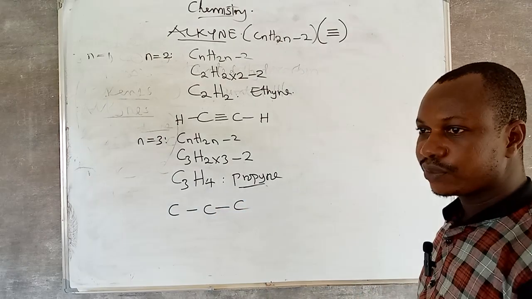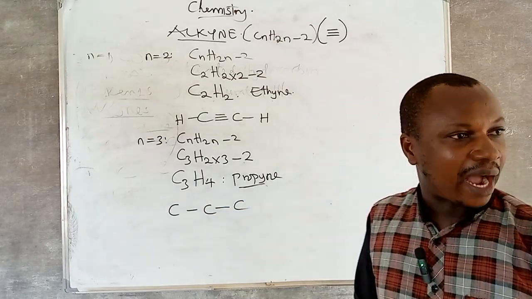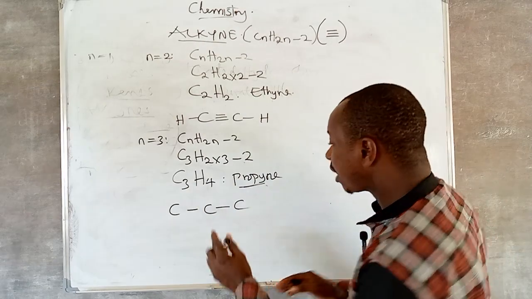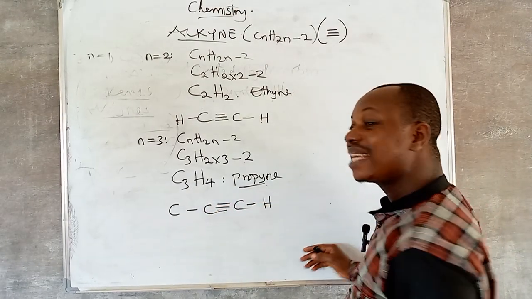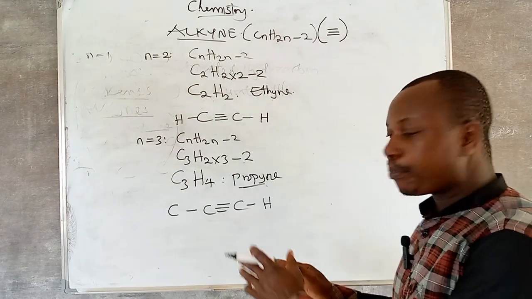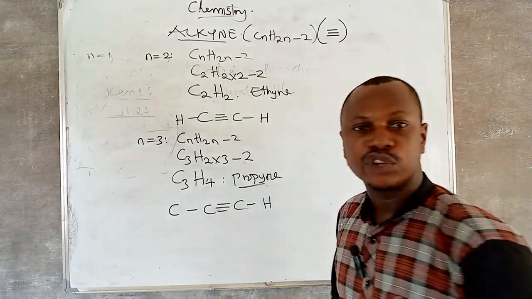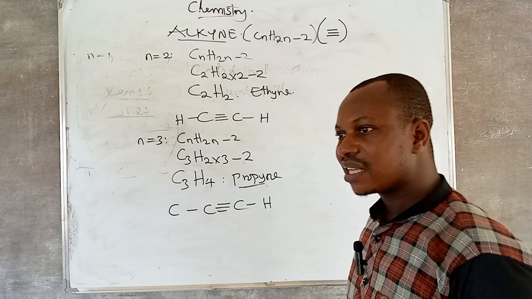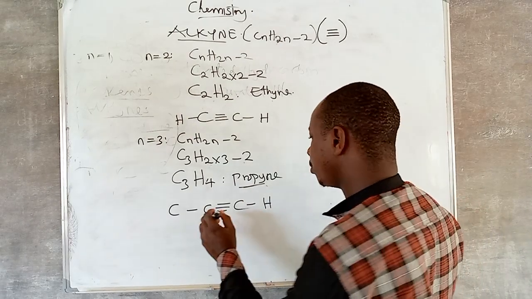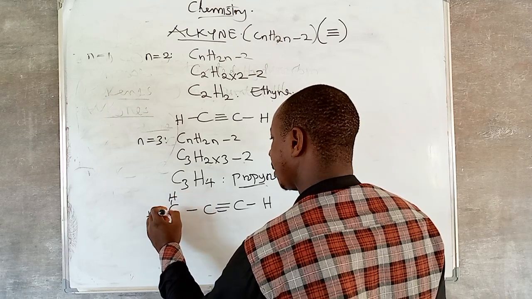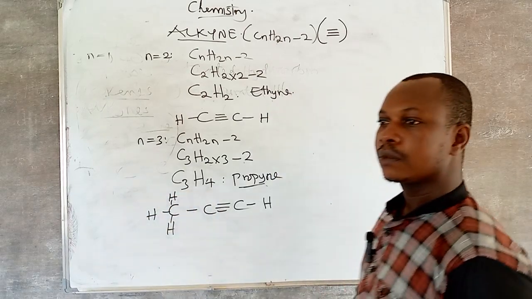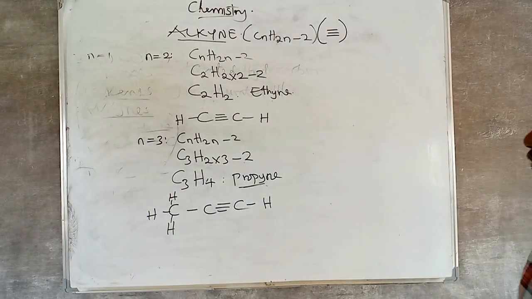Look at it now. For now, we are not dealing with how you do the nomenclature of this thing, so you can put your triple bond anywhere you feel like. Until we get to that, you will understand the importance of the position of the functional group when we get to IUPAC. So this is the structure of propyne.